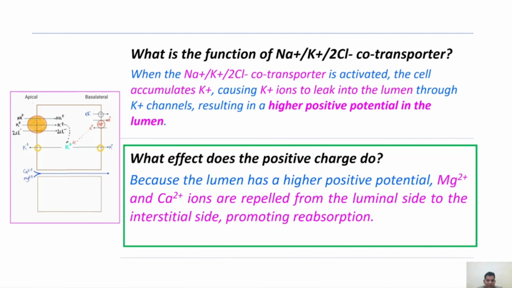Next, what effect does the positive charge do? When there is no positive charge in the lumen, the calcium and magnesium ions are excreted. Because the lumen has a positive potential, the magnesium and calcium ions are repelled from the lumen side into the interstitial side through paracellular mechanism, thus promoting reabsorption. Here you see the movement of calcium and magnesium ions from the luminal side into the interstitial side through paracellular mechanism.